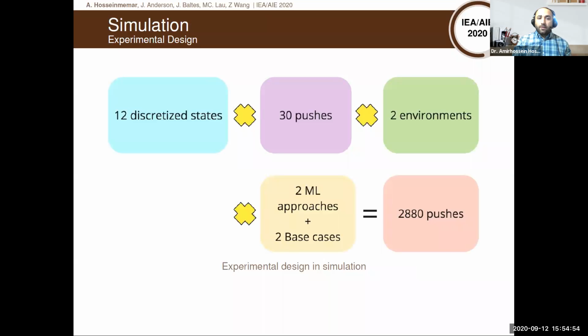So we did the same thing for simulation, but since in simulation we didn't have problems for servo motors breaking, instead of 3 pushes we had 30 pushes, and instead of 3 environments we had only 2 environments, which were concrete and artificial turf. And we had 2 machine learning approaches and 2 base cases, so the robot could take actually different random actions. So overall, we applied 2,880 pushes to the robot.